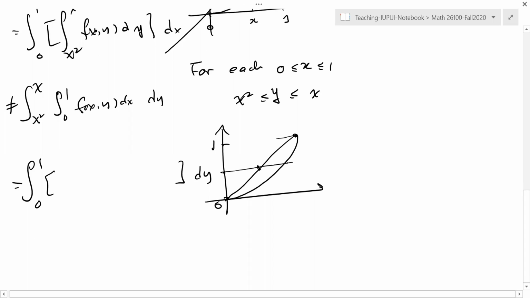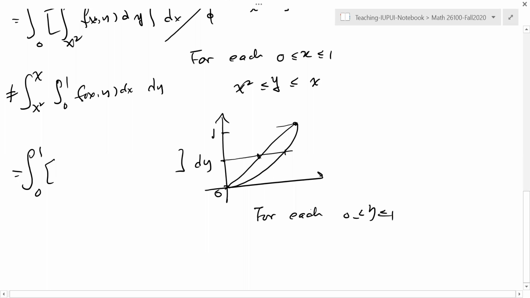For each y between 0 and 1, you look at the points on this horizontal line, and x cannot be arbitrary. The lower bound for x is determined by the straight line x equals y, so it's y. This must be a function of y. The upper bound of x is determined by y also, because y equals x squared, so x is the square root of y.